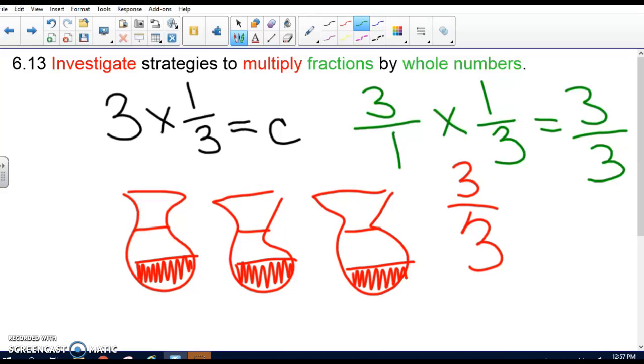I want to go back. Where did I get the 3 over 1? Do you remember? That's 1, right? 1 over 1 is 1, right? So if I want to do 3 wholes, I change this to 3 over 1. That's 3 wholes. So what I did, I took this 3 wholes and I converted it into a fraction. So this is the same thing. 3 wholes times 1/3 equals what we came up with, 3/3. Okay? Yes, sir.